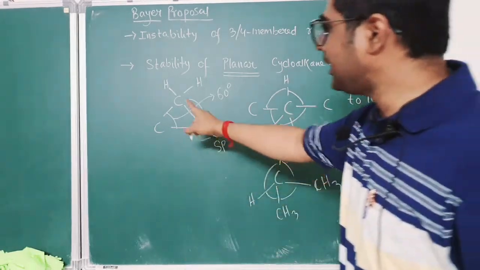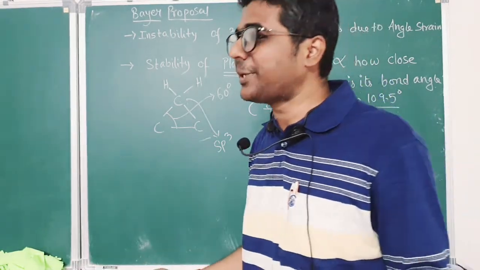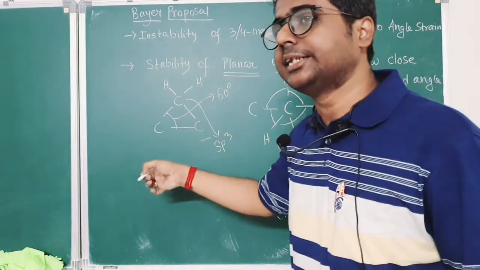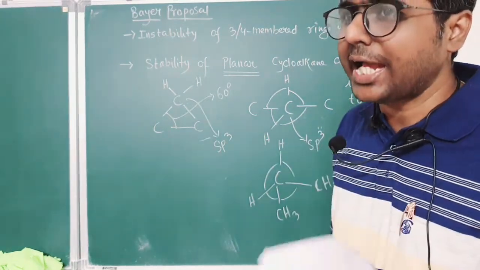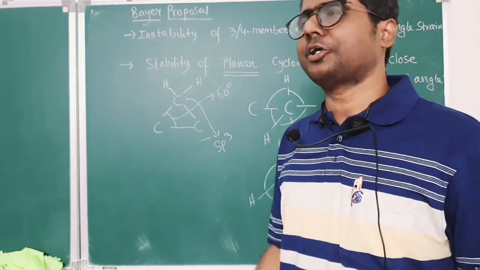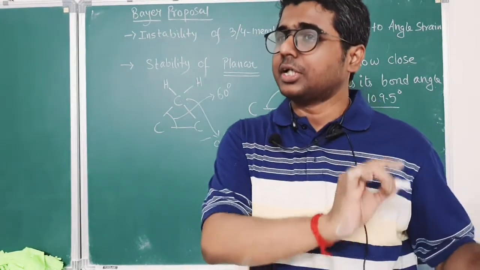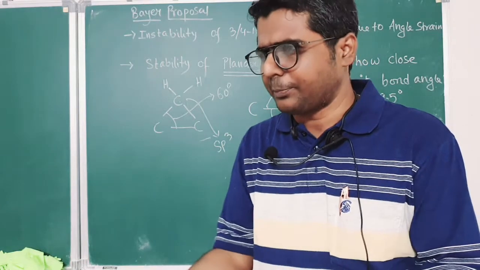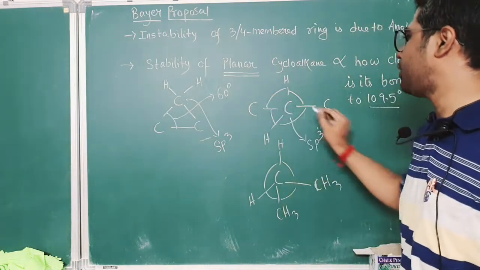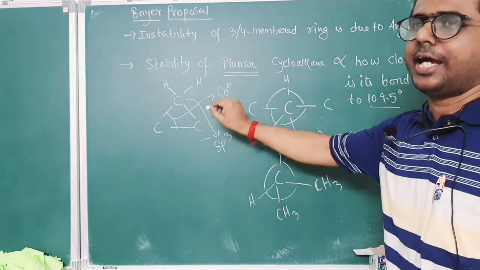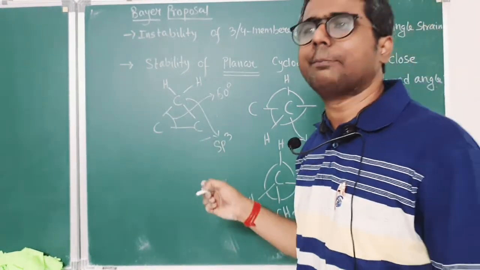So you have to agree that at this moment these bonds are under some strain, because I am compressing from 109.5 degree to 60 degree. So there is some strain. This strain is called Baeyer strain or angle strain, because the cause of this strain is the push from 109.5 degree to 60 degree. Clear? So I can say that the compression from 109.5 degree to 60 degree has brought about instability in the system. If there was no compression, there would be no instability, and the compound would have been stable.